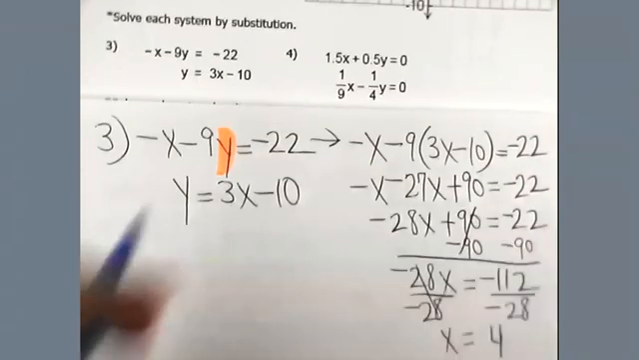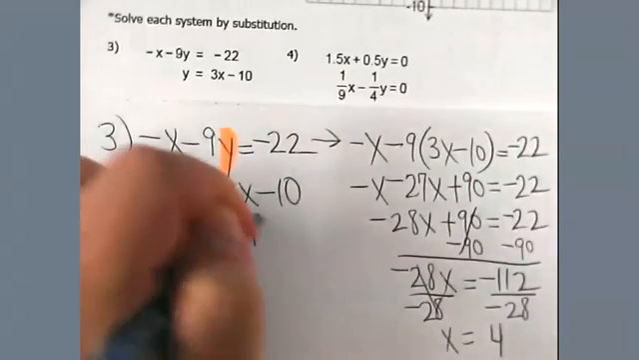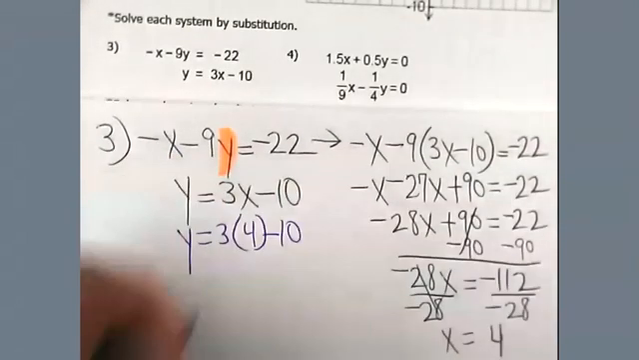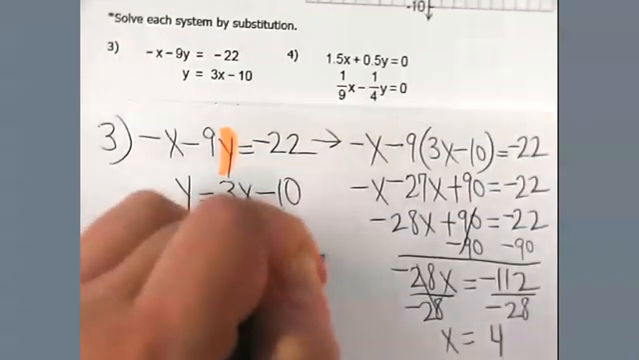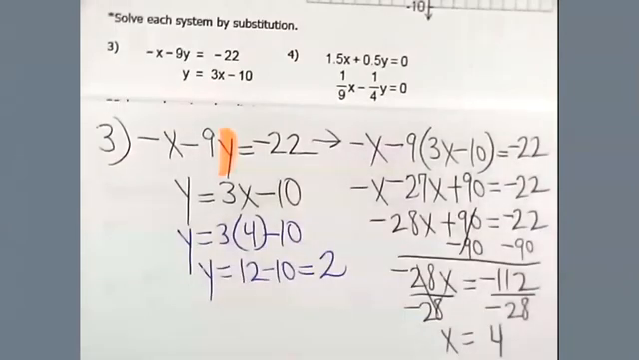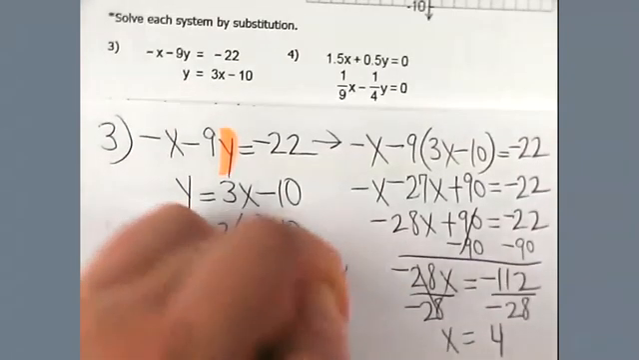So we have y equal to 3 times 4 minus 10. Therefore, y is equal to positive 2. One last thing you have to do is write your answer as an ordered pair. So our solution would be the ordered pair (4, 2).